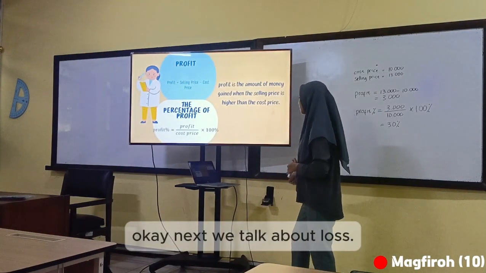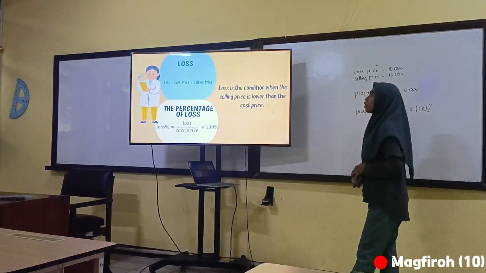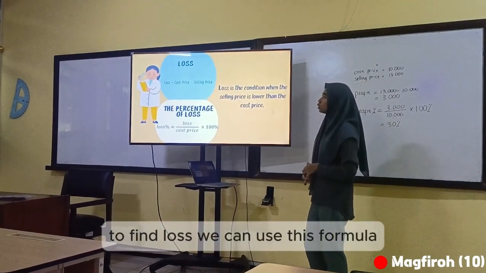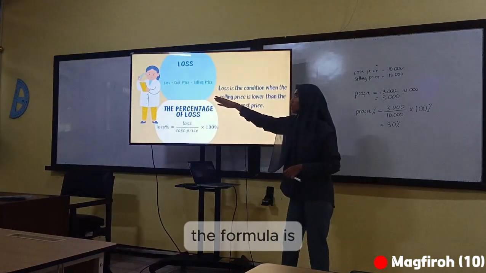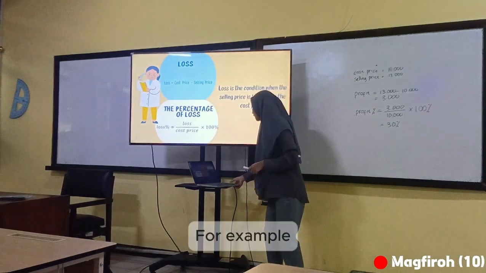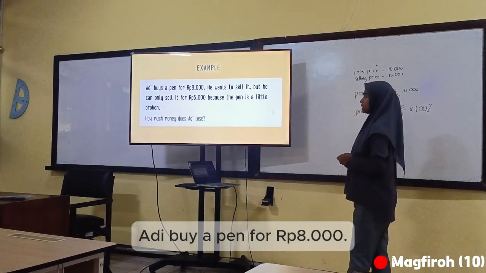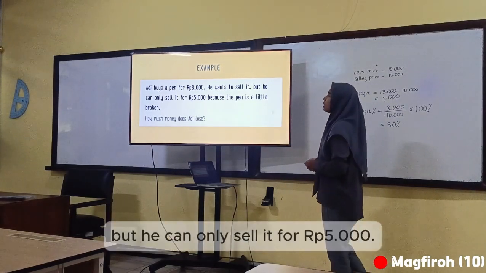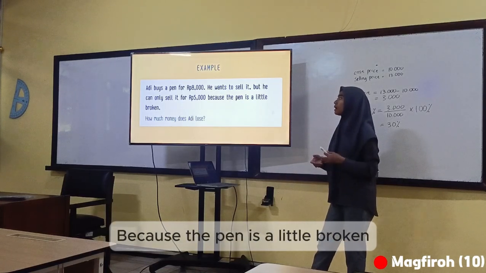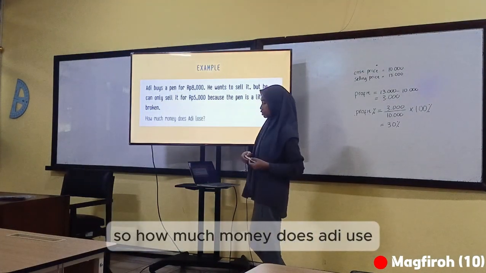Okay, next we talk about loss. Loss is the condition when the selling price is lower than the cost price. To find the loss, we can use this formula. The formula is loss equals cost price minus selling price. For example, Adi buys a pen for 8,000 rupiah. He wants to sell it, but he can only sell it for 5,000 rupiah because the pen is a little broken. So, how much money does Adi lose?